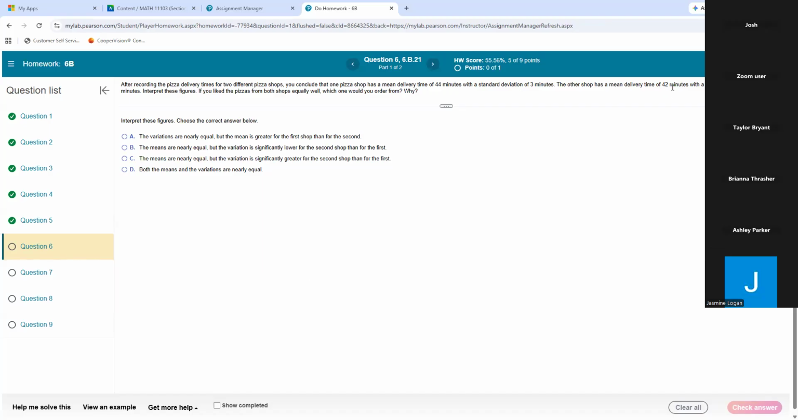All right, the other shop had a mean delivery time of 42 minutes with a standard deviation of 18. So that means they averaged 42 minutes. Some people got it 18 minutes earlier than that, which would be 24 minutes? But y'all, some people waited an hour, right? 42 is the average, but that's a large standard deviation. So if you like the pizza from both shops equally well, which one would you order from and why?